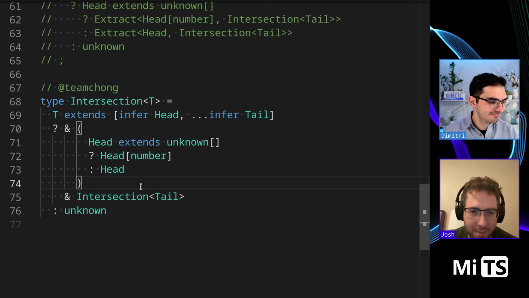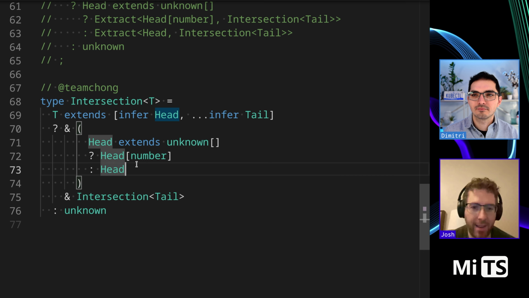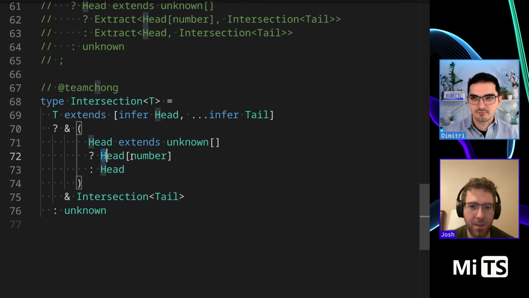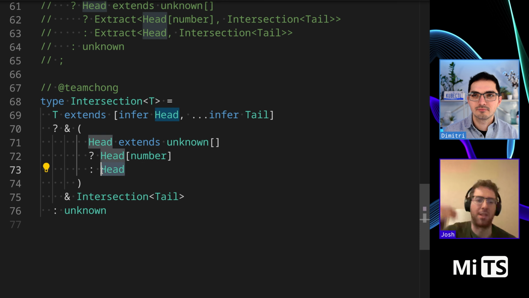So the head and the rest, or tail here, if they both exist. Even if the tail is empty, we have a head, and if the head is an array, then we get all the possible values in the array. Yeah, this makes more sense to me.